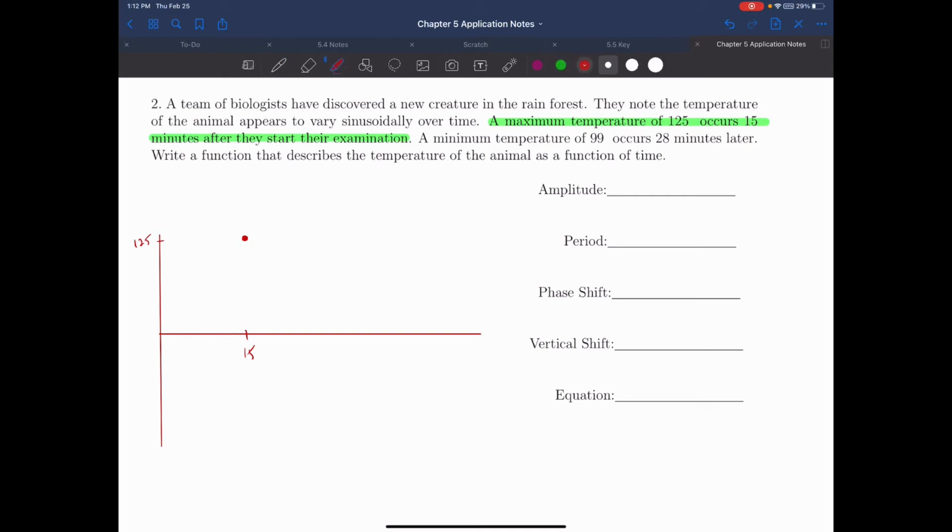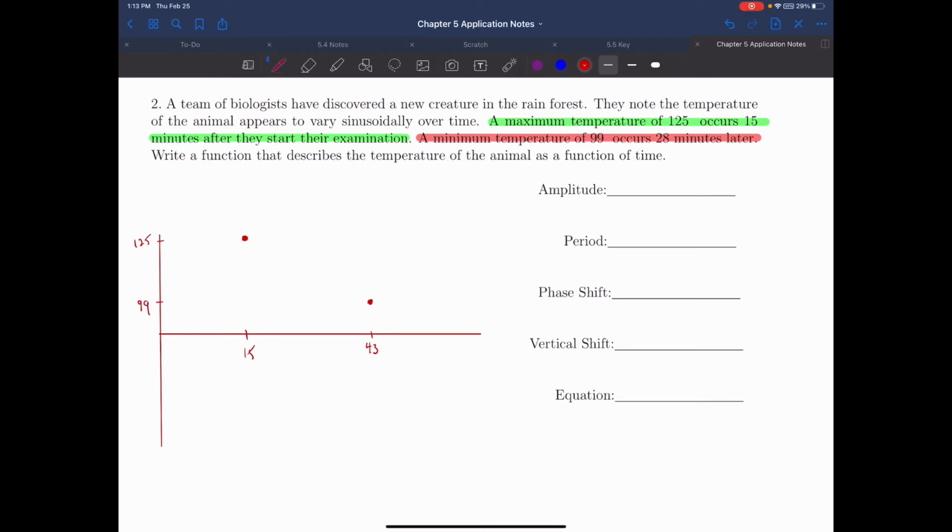Next sentence. Now notice I'm just taking the information directly and putting it on the graph. A minimum temperature of 99 occurs 28 minutes later. Okay, so 28 minutes later after 15 is going to be 15 plus 28, which is 43. And that is my minimum. So my low point is at 43, and that gives me a 99.